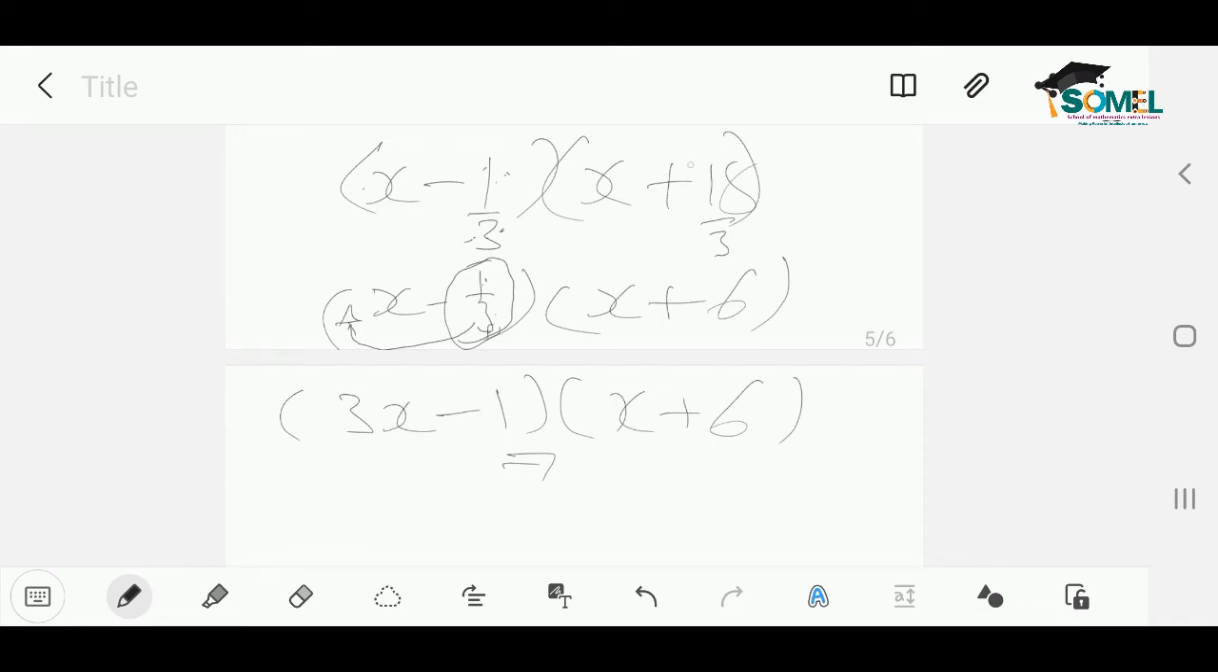Sometimes you find that all of them are fractions. It's fine. You just simplify them further, and then you take the denominators on both sides and make them coefficients, right?